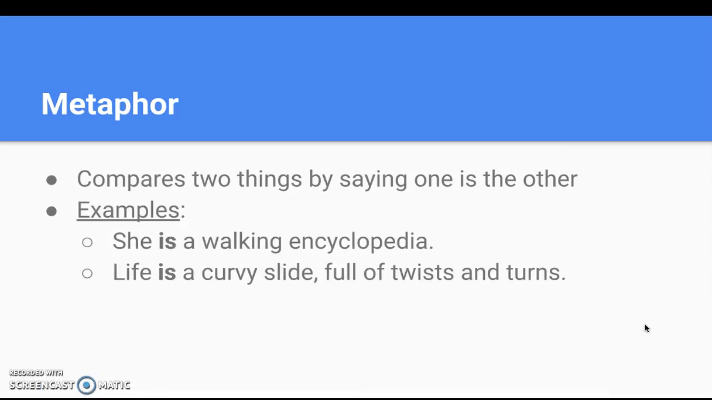A metaphor. A metaphor compares two things by saying one is the other. Some examples are, she is a walking encyclopedia, which means she's full of knowledge. Life is a curvy slide full of twists and turns. So that means life has its ups and its downs.